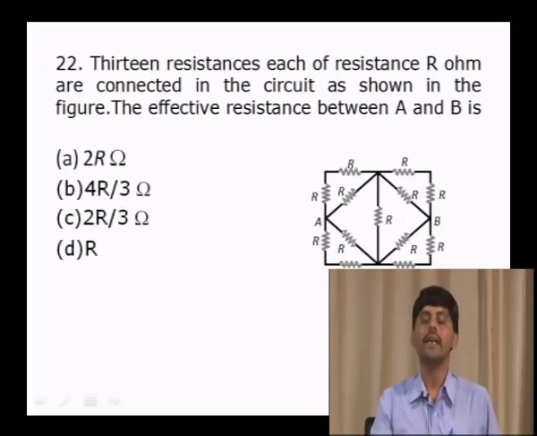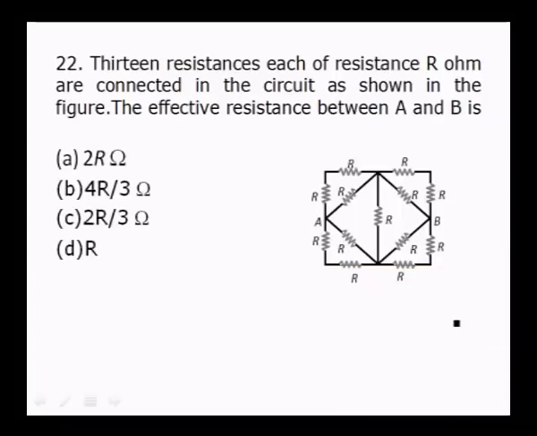Question number 22. Thirteen resistors, each of resistance R ohm, are connected in the circuit as shown in the figure. The effective resistance between A and B is: option A, 2R ohm; option B, 4R by 3 ohm; option C, 2R by 3 ohm; and option D, R ohm.